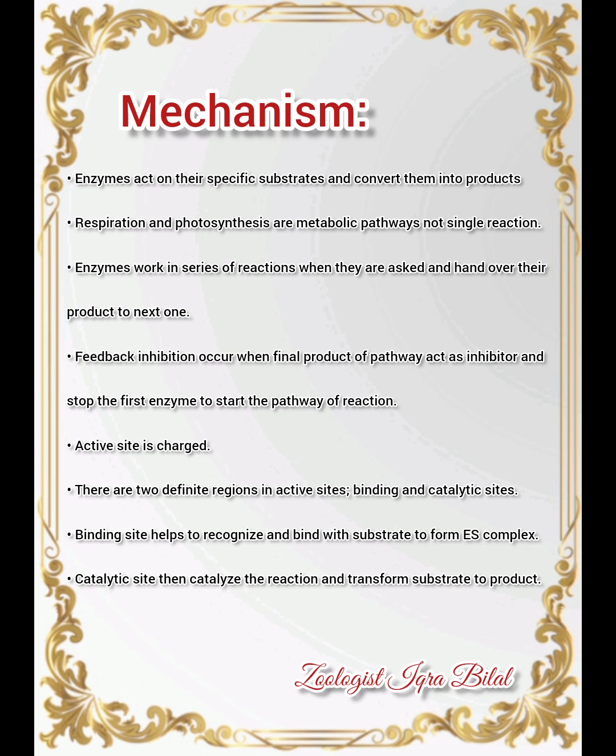Enzymes work in a series of reactions, and hand over their product to the next one. So in a series, the first substrate is converted into a first or intermediate product, then it is handed over to the next enzyme, which makes the final product. In this way, a series of reactions occurs and is called a pathway or cascade reaction.